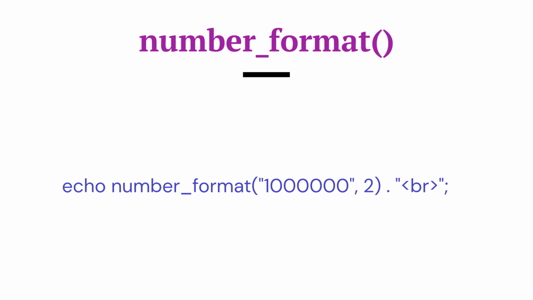The number_format function formats a number with grouped thousands. In this example, the number 1,000,000 is formatted with a decimal length of 2. The output is 1,000,000.00.